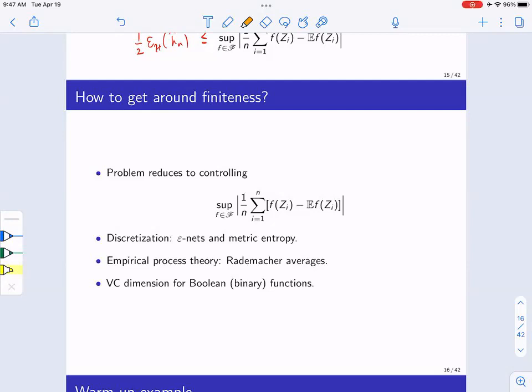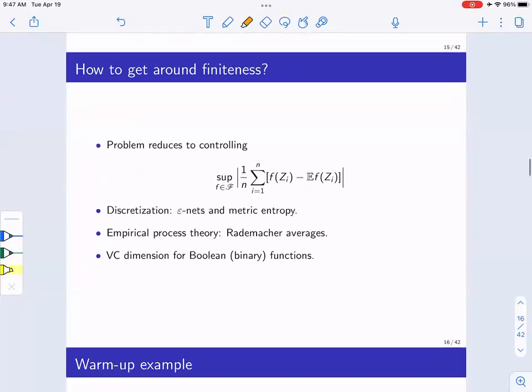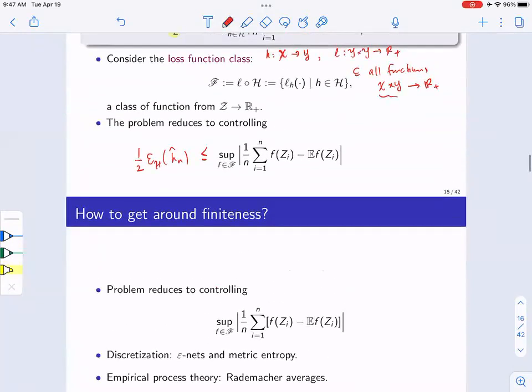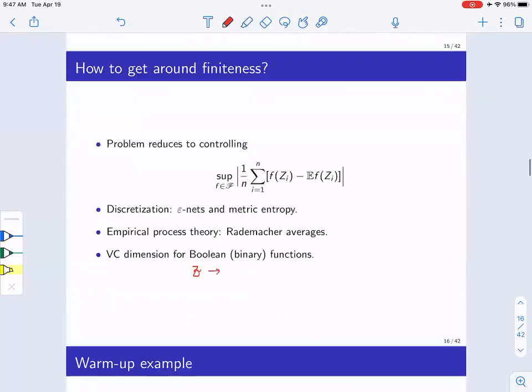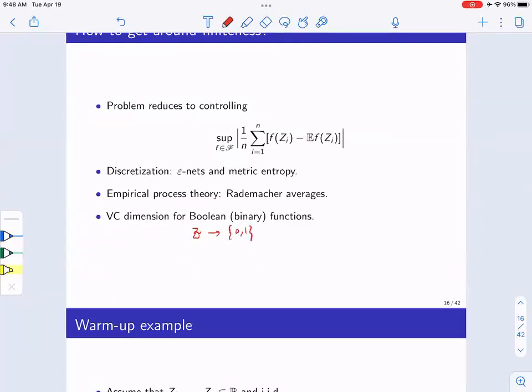There's another version which works for Boolean functions. So if the class is a class of binary functions, so let's say I have z goes to 0, 1. And for this class, we have the nice notion of VC dimension. Vapnik, Chervonenkis, if I'm not wrong. So two guys who came up with this notion.